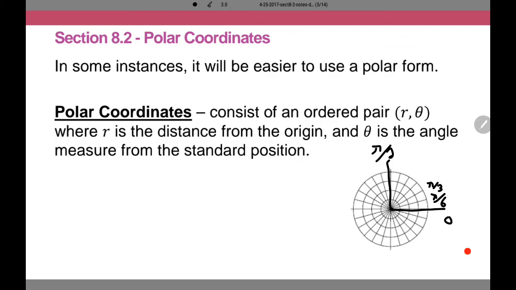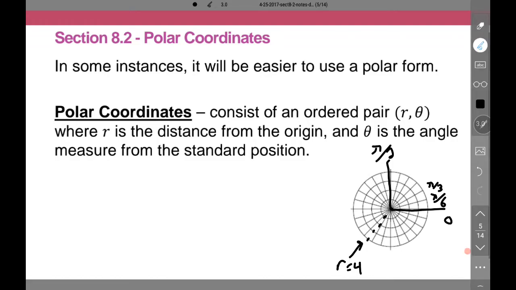So we're going to actually work with plotting that. So those are the angle measures, and then each circle is a radius. So there's a radius of 1, 2, 3, and this out here is the radius of 4. So I'll actually have some graph paper for you to use when you plot some points.